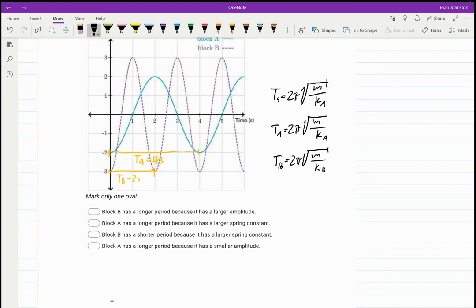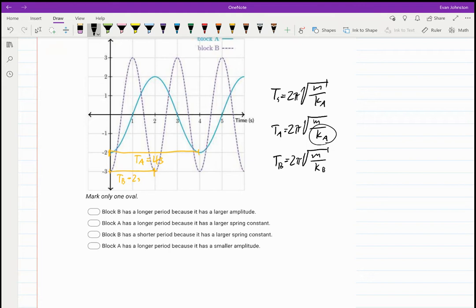Well, if A has a bigger period, that means it must have a smaller spring constant, because if we have a small thing in our denominator, our whole fraction here will be bigger. And it doesn't matter that we're taking a square root. If our number is bigger, we're going to get a bigger answer. It doesn't matter if you're taking a square root or not. That just affects like the actual number of it, but it doesn't change the size kind of relative to the other.